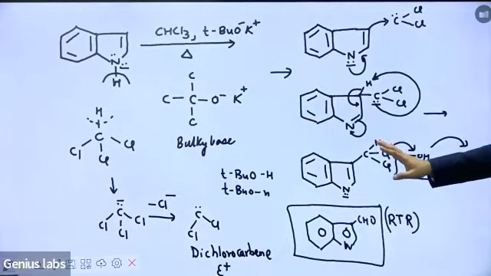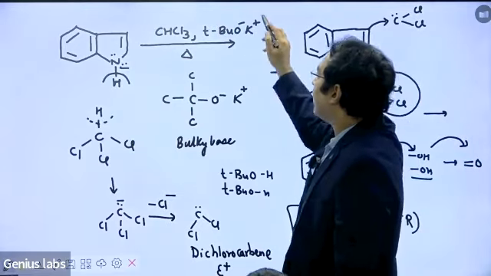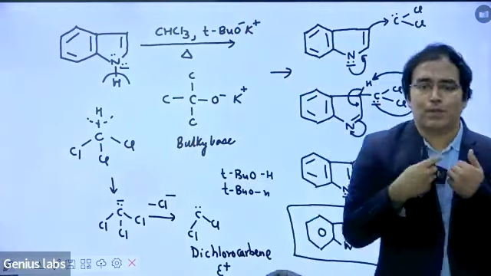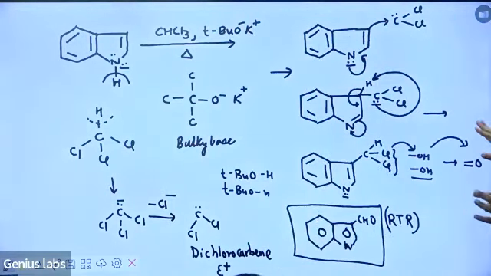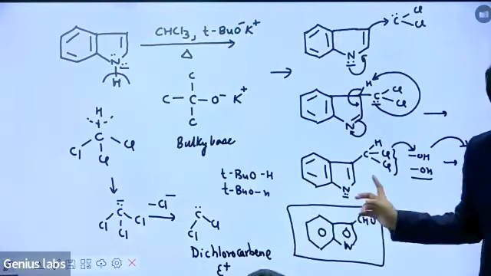Yeah, you have to provide those OH. Basic medium. See, one option is I can say this is tertiary butoxide. It's not like that you have just this material, right? Along with that, you're supplying OH minus if you want. If you don't supply OH, this will be a final answer. The reaction will stop right here. Is it clear?